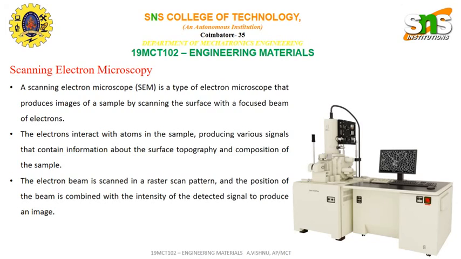Here the electron interacts with atoms in the sample, producing various signals that contain information about the surface topography and composition of the sample. The electron beam is scanned in a raster scan pattern, and the position of the beam is combined with the intensity of the detected signal to produce an image.